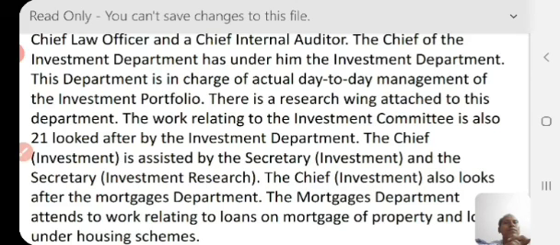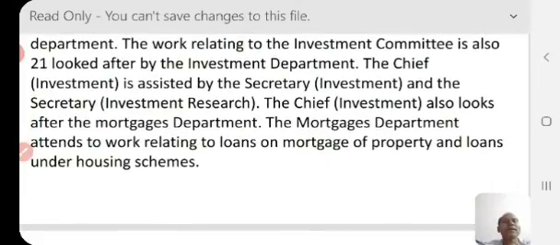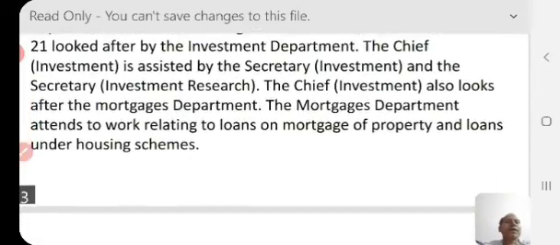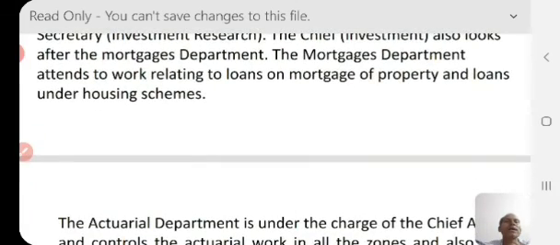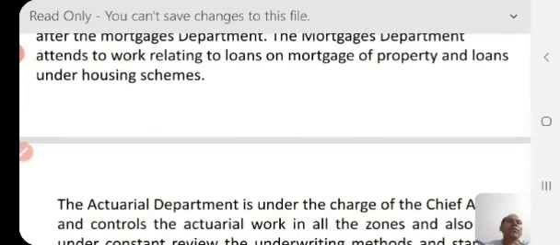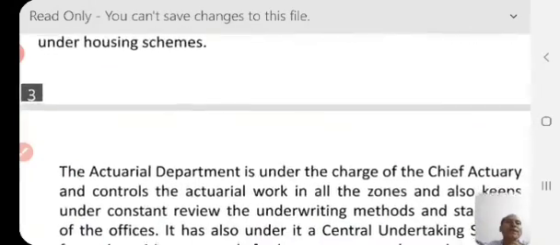The chief investment is assisted by the Secretary Investment and the Secretary Investment Research. The Chief Investment also looks after the Mortgages Department. The Mortgages Department attends to work relating to loans and mortgage of property and loans under housing schemes.